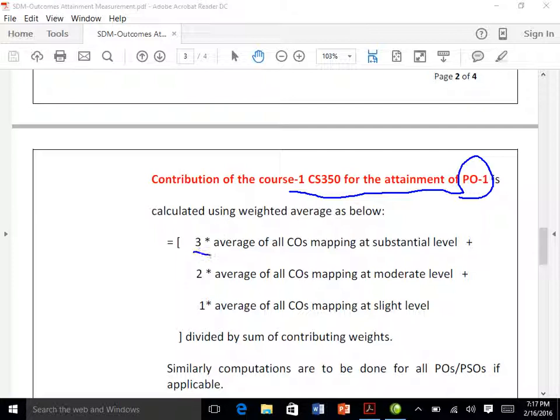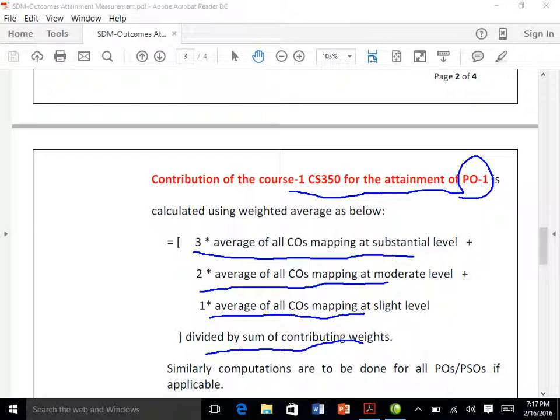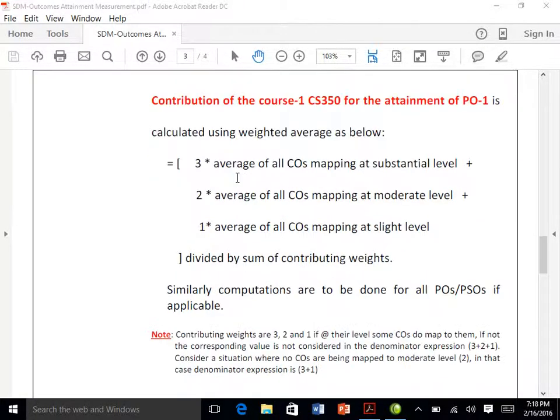This is 3 into the average of all COs mapping at substantial level, plus 2 into the average of all COs mapping at moderate level, and 1 into the average of all COs mapping at slight level, divided by the sum of contributing weights. Similarly, computations are to be done for all POs, PSOs if applicable.